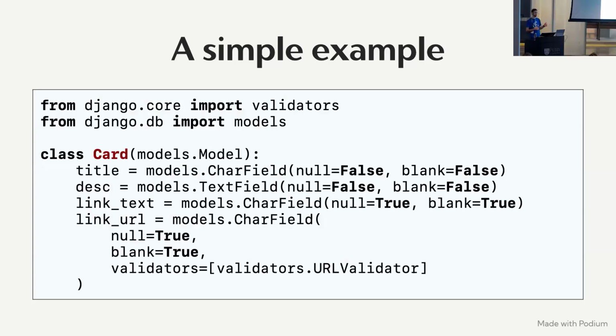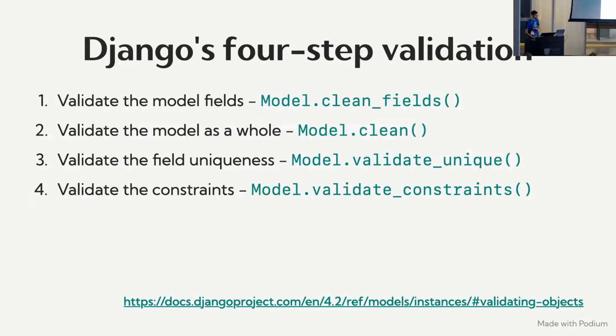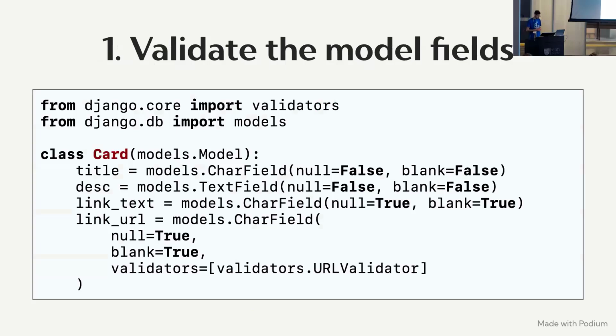When you attempt to save a new instance of this card model, Django will go through 4 different validation steps. First, it tries to validate the individual model fields, such as making sure that the required ones are filled in. Second, validate the model as a whole. And these to the right here are the individual model class methods that are running when this happens. Third is to validate the field's uniqueness. And fourth is to validate constraints. And we'll go through these in a little bit more detail.